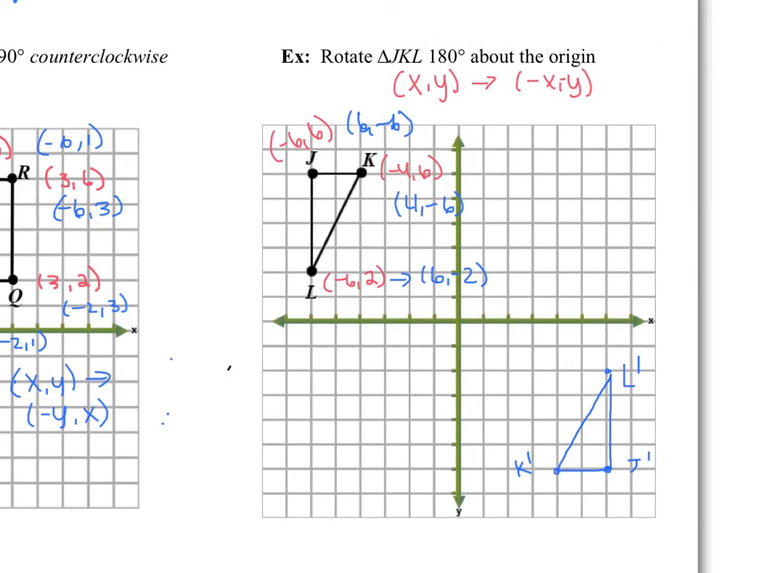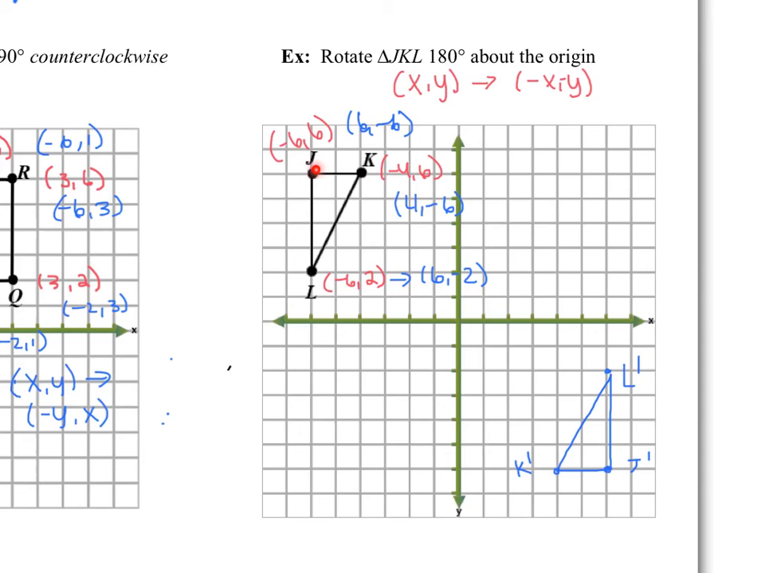Same thing over here. Again, I started by writing down the formula. So x, y just becomes, both coordinates become the opposite. And then the reds were the original coordinates. And then the blues would be the new coordinates after you apply the transformation. And then here's the resulting triangle down here with the appropriate labels, K prime, J prime, L prime.